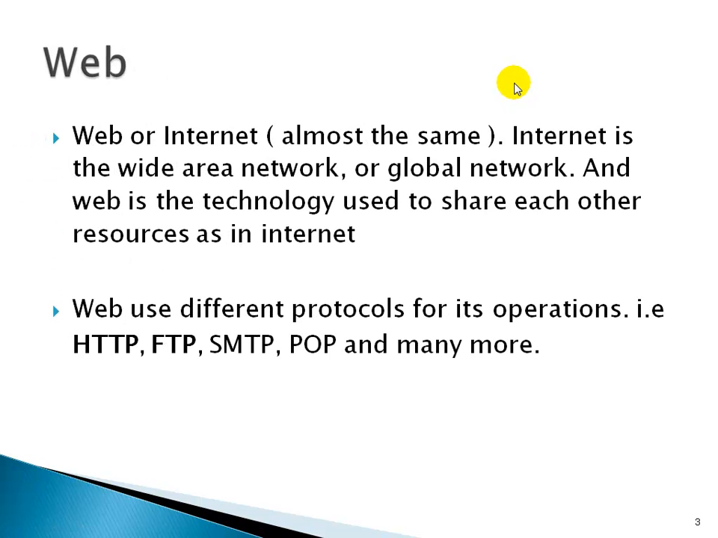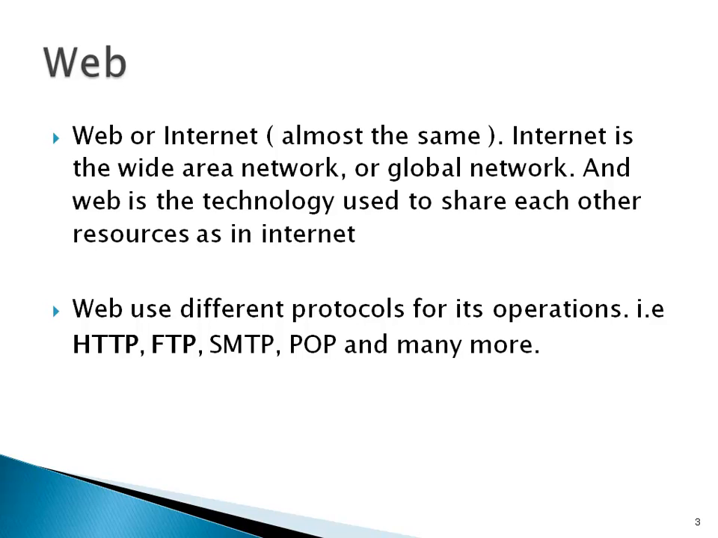Web and internet are almost the same. The internet is a wide area network, or a global network, and the web is the technology used to share resources on the internet. As you know, networks are used to share each other's resources. The resources may be software or hardware. For example, we can use a program that is stored on a server, and many nodes and clients use that program.